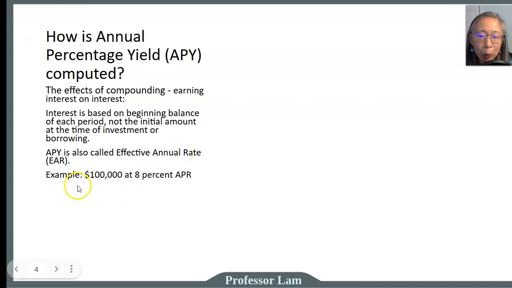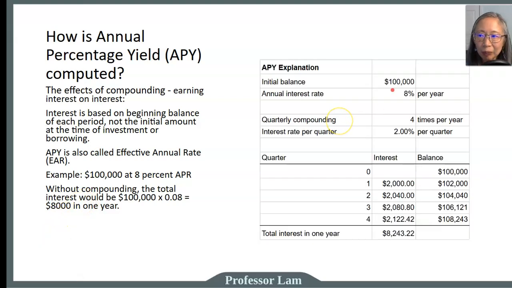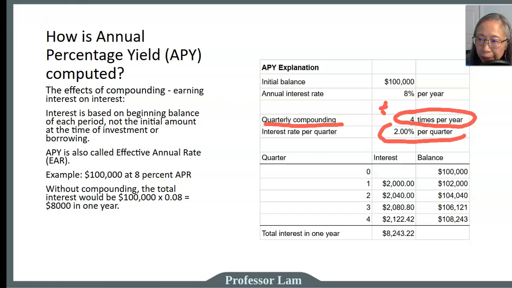Let's look at an example with $100,000 at 8% APR. This is annual percentage rate. If there's no compounding, the total interest will be $100,000 times 8%, $8,000 in 1 year. With quarterly compounding, you'll be higher. Let's see how does it work. So let's say this is a quarterly compounding, which means 4 times per year. If it's 8% per year, 8% divided by 4 will be 2% per quarter.